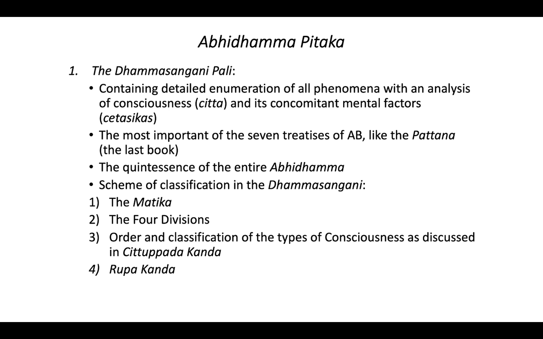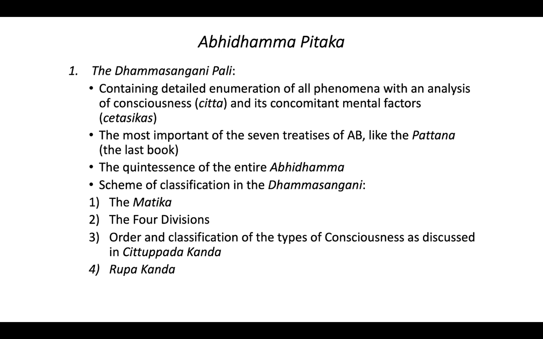Dhammasangani, the first book of the Abhidhamma, contains a detailed enumeration of all phenomena with an analysis of citta, consciousness, and cetasika, mental concomitants. Dhammasangani is divided into four chapters. The first is Matika, the second is the four divisions, the third is the classification of the types of consciousness. The last chapter is Rupakanda.